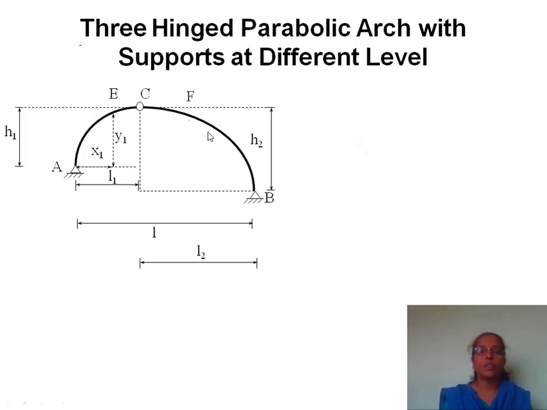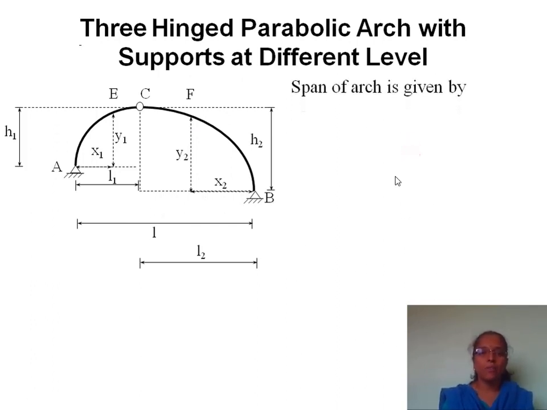Similarly, let us assume one more point F on the BC portion. Let x2 and y2 be the distances of point F from end B. So x2 is the horizontal distance measured from the right support, that is B, and y2 is the ordinate of F measured from the springing level of support B.